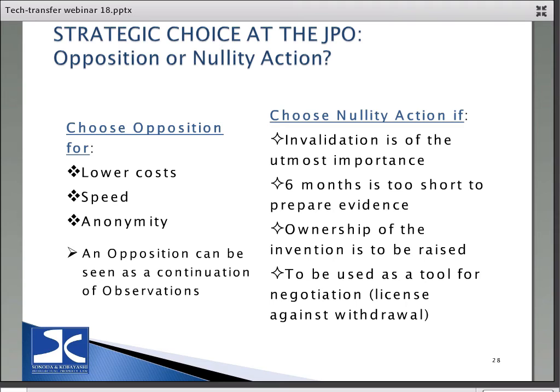In contrast, you should go to nullity action if the invalidation of the patent is of utmost importance, or 6 months is too short, or you have to raise a question about ownership of the invention, or if you are going to use this as a tool for negotiation for a license. In these situations, you should consider, or rather choose, nullity action rather than opposition. That is our advice.